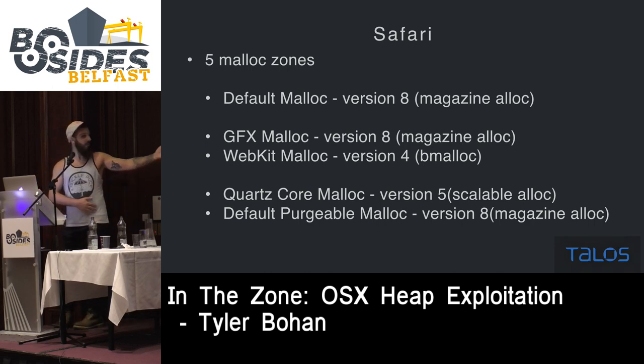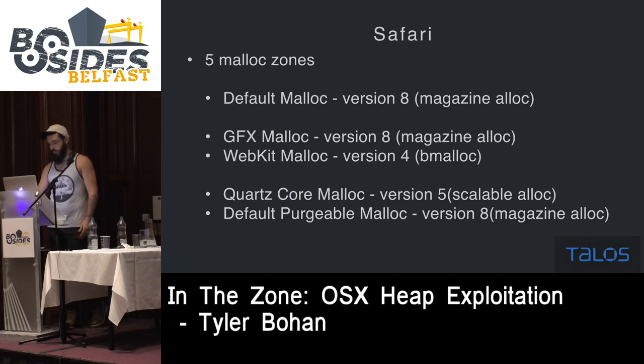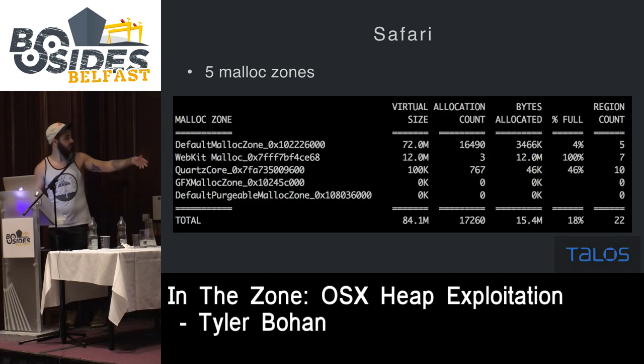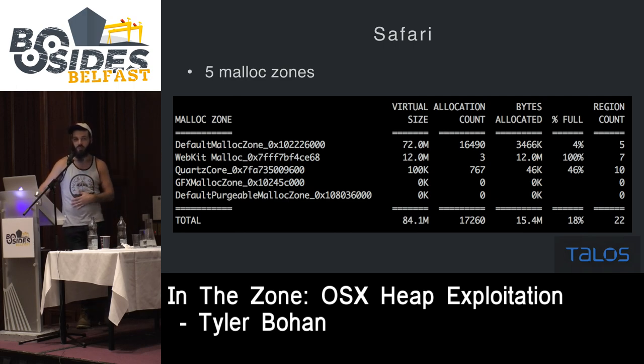So what we have is default malloc. Well, guess what? WebKit doesn't use default malloc for really anything. They have WebKit malloc. They have WTF malloc. Why would they use my malloc when they can use their own? This is typically what it looks like. You can see they use WebKit malloc and default malloc. So I just told you WebKit doesn't use default malloc for anything. So why is default malloc so large?